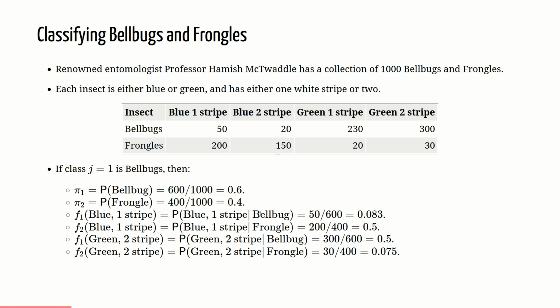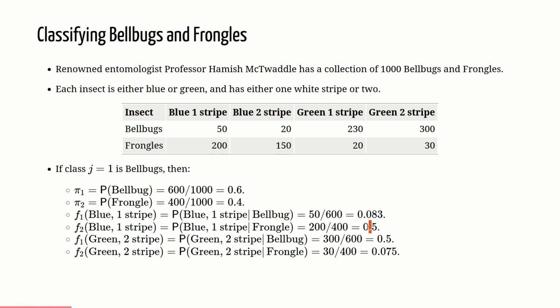So we know that there's 600 bellbugs, so we're only looking at this row here. So we know there's 600 in total. And how many of them have blue 1 stripe? There's 50. So the probability of it being a blue 1 stripe is going to be 50 out of 600, right? Which is this number here. Similarly, the probability of it being a blue 1 stripe, if it's a frongle, there's 200 of them. So half of the frongles are blue 1 stripes.